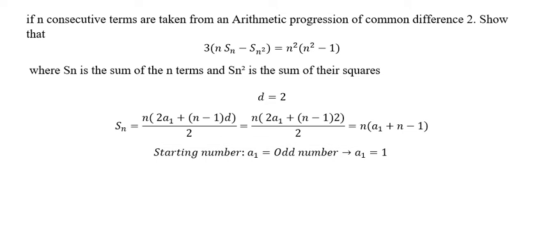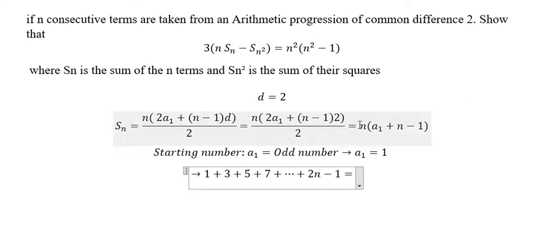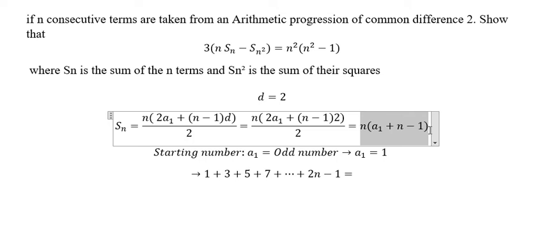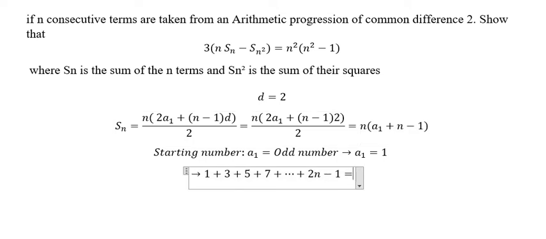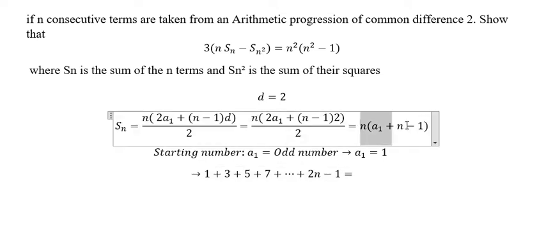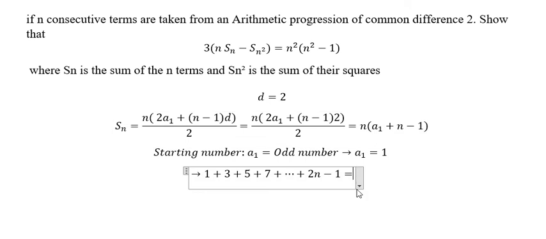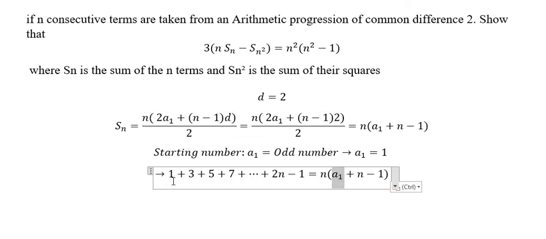So in this situation, we will have 1 plus 3 plus 5 plus 7 and so on until 2n minus 1. And we know that we put this number here. So a1 is 1. So we have n square.